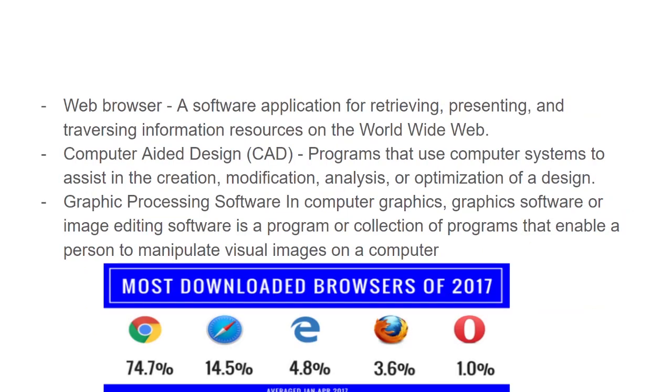A web browser is a software application for retrieving, presenting, and transferring information resources on the World Wide Web, the www. That's the World Wide Web. This is the most downloaded browsers of 2017. We can say that Chrome is way ahead of the pack with 74%, and Safari is with 14%. Then we can see Edge, Firefox, and Opera.